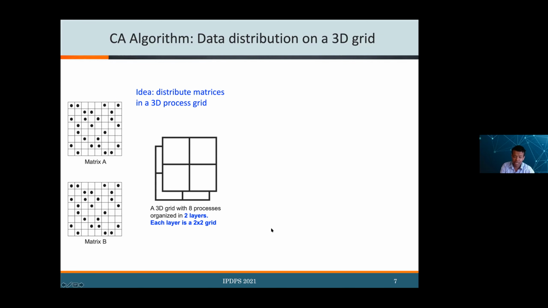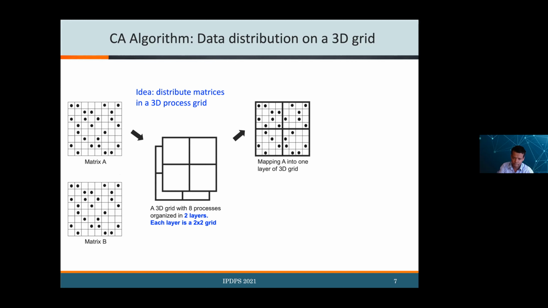So that means we have 8 processes. We create a 2 by 2 by 2 process grid. So we have 2 layers, each layer 2 by 2. How can we distribute our input matrices on this process grid to perform matrix multiplication?